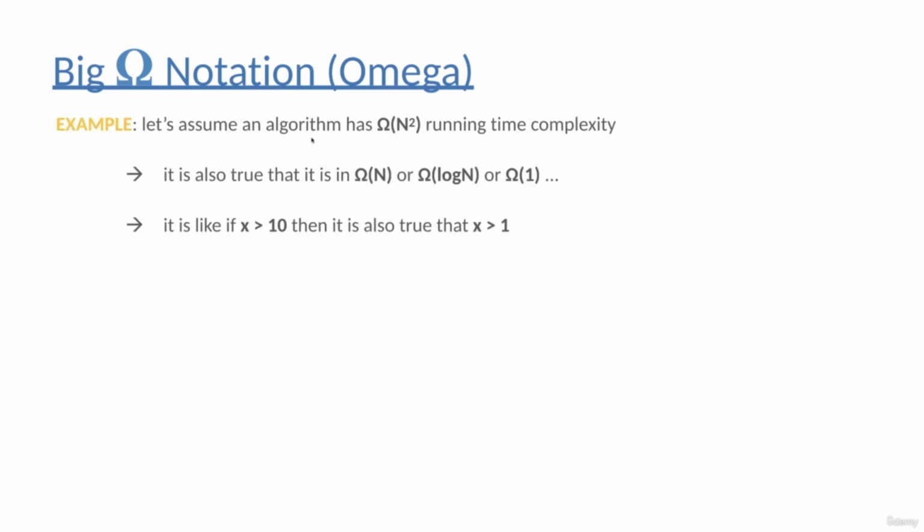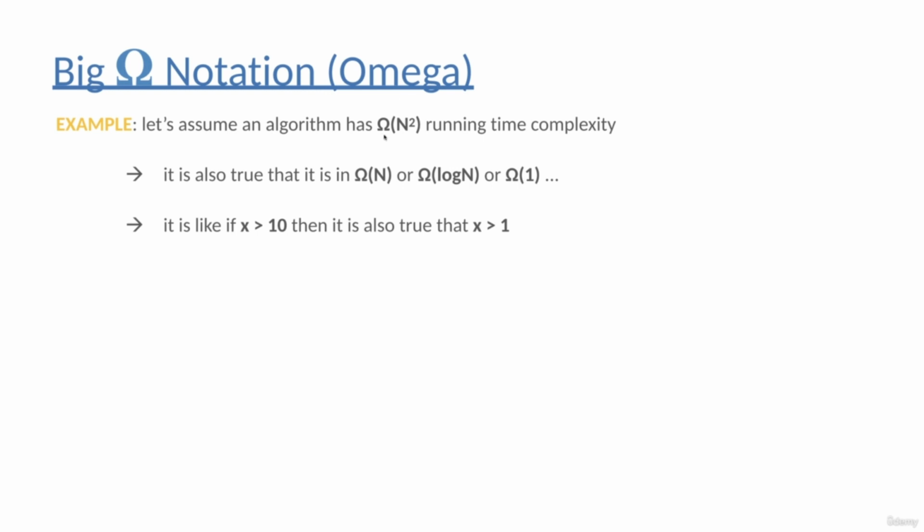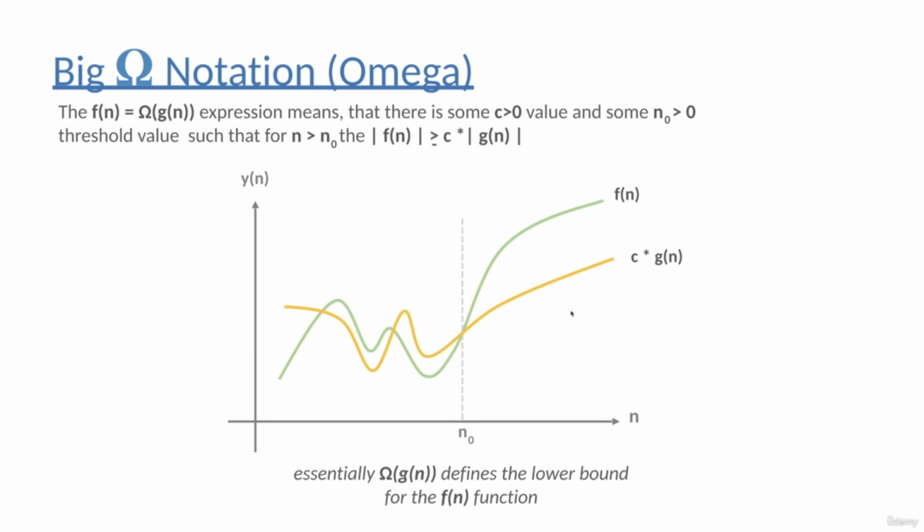By the way, if we assume that the algorithm has Omega(n squared) running time complexity, then it is also true that it is Omega(n), Omega(log n), Omega(1). You may pose the question, why? Because if we assume that the yellow function defines n squared, so the quadratic running time complexity, which is the lower bound for our algorithm, then of course the linear running time complexity, the logarithmic running time complexity, and the constant running time complexity functions will be smaller than the yellow function, which means that they define a lower bound for the green function as well.